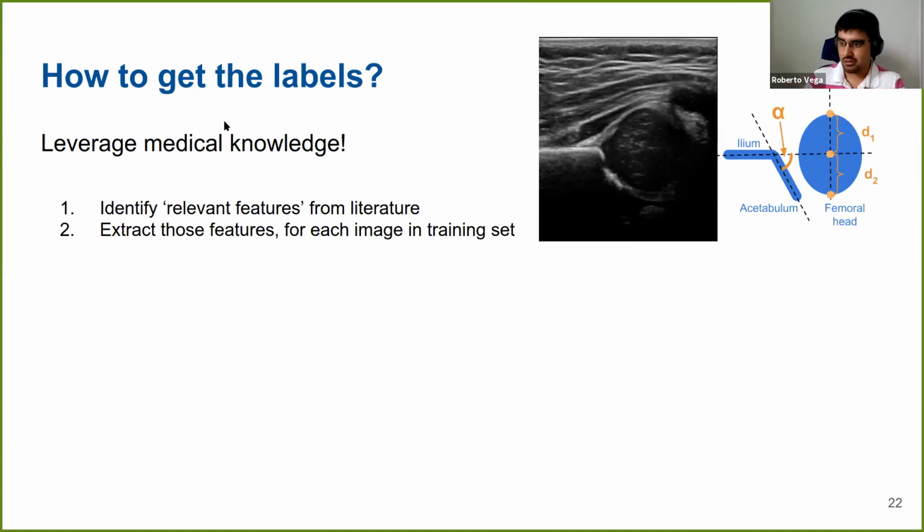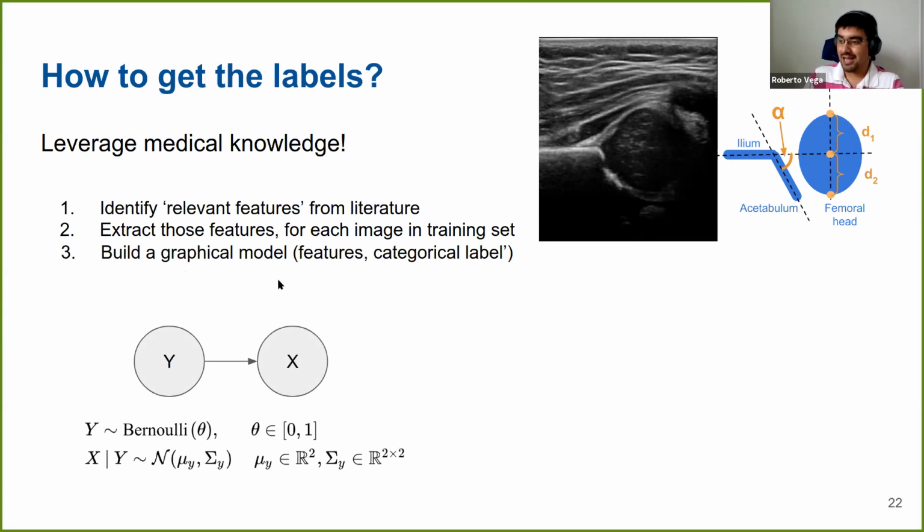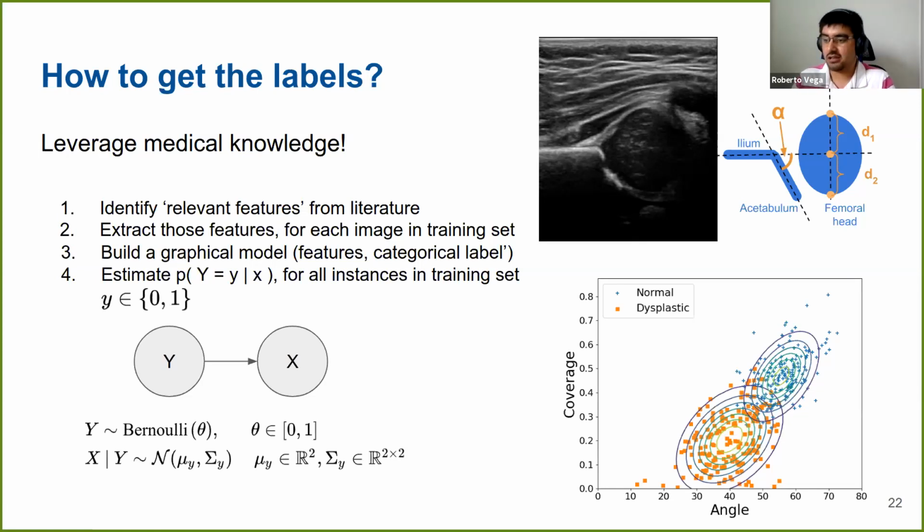So then we can go to the training set and manually extract these features for each image in the training set. Then we can build a graphical model that relates these features, in this case, the angle and the ratio of D1 and D2, and the categorical label that we have, if they have dysplasia or not. And then we can put a probability distribution on top of these variables. For example, since Y is binary, we can model this with a Bernoulli distribution with some parameter that says what is the probability of having the disease. And then we can put a distribution on the angle and the coverage, in this case represented by the vector X. And then, for example, I can say that they are Gaussian. And from that, I can estimate the probabilities for every instance in the training set.